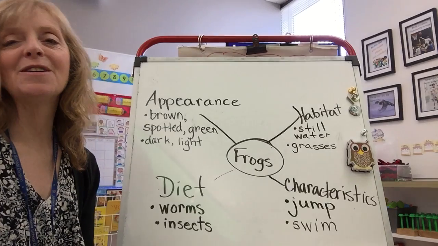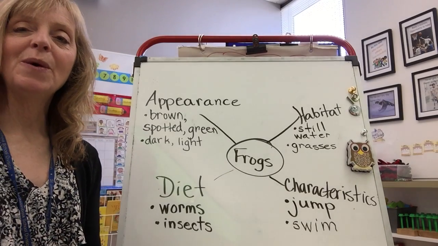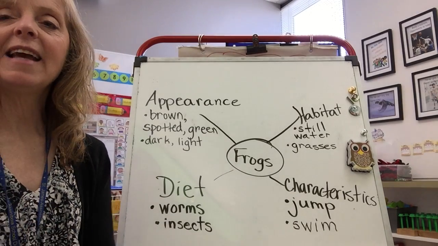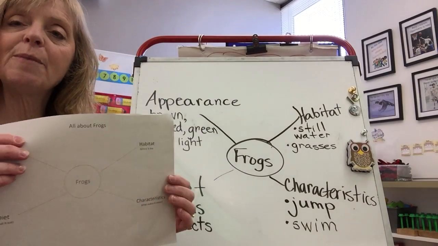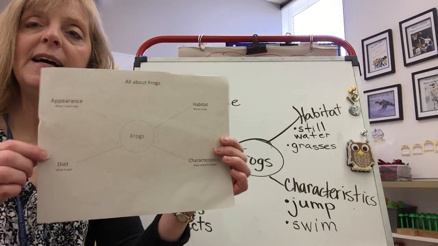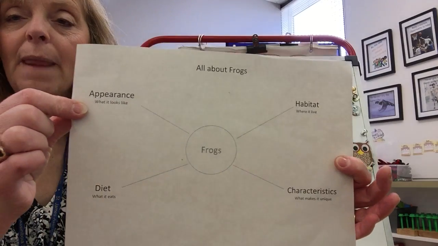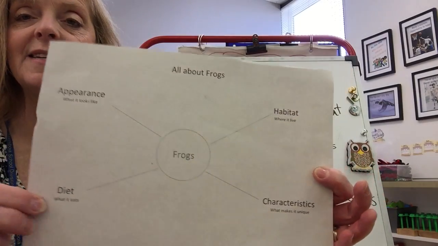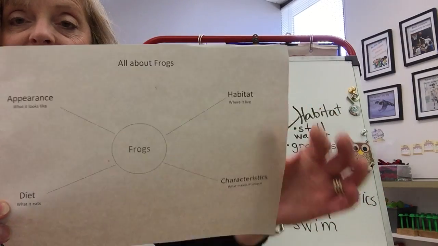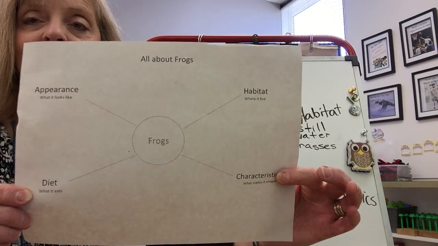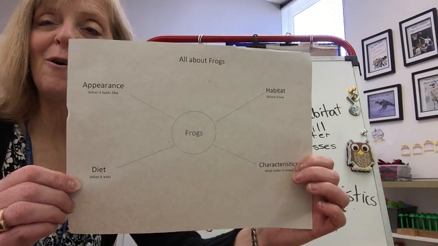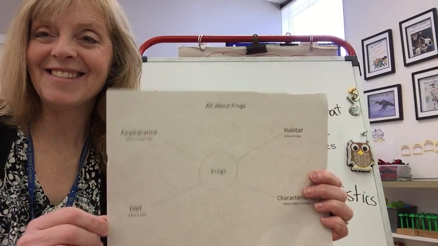What I'd like you to do is to think about anything else we've already learned about frogs from listening to our fact books. See if you can add one more thing to each section. Appearance, diet, habitat, and characteristics. Take a photo of what you've written today and attach it to this lesson.